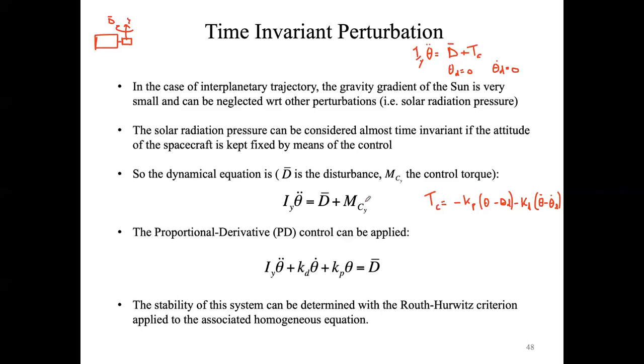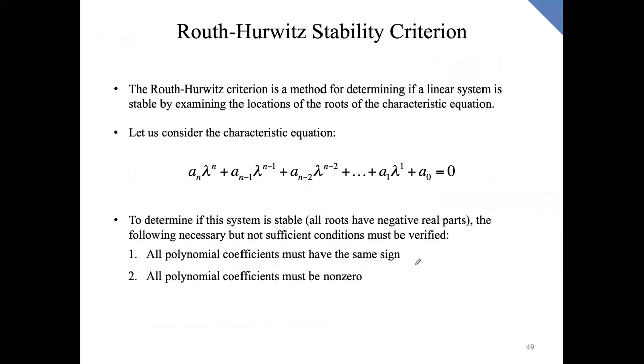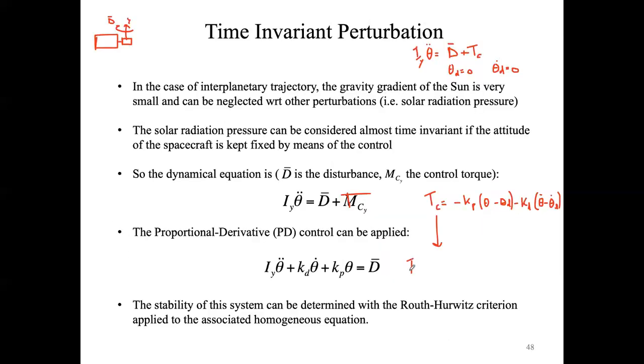If you apply this torque, which here is called MC but should be TCY, you are going to determine this dynamical equation. So the moment of inertia, for brevity I will only use I_y, times theta double dot plus kd theta dot plus kp theta. Since I have said that the theta desired is equal to 0, that will be equal to the disturbance.